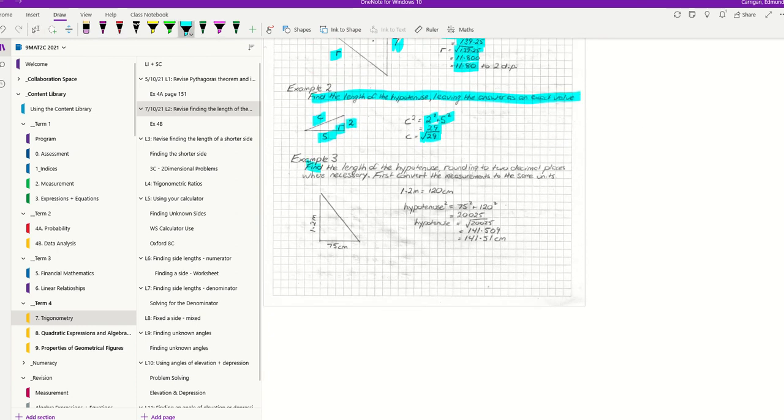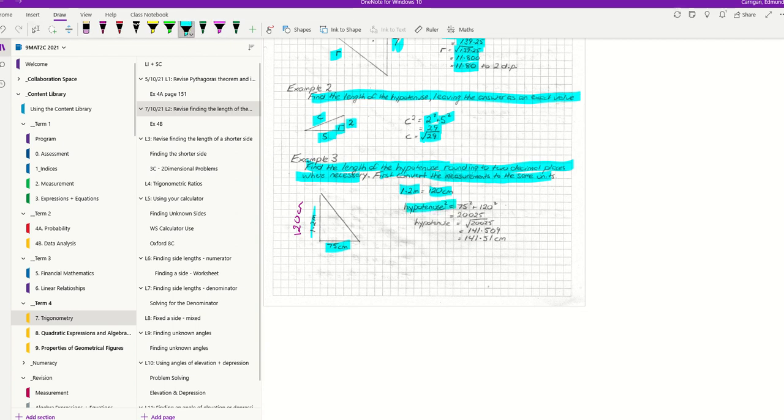Finally, example 3, find the length of the hypotenuse, rounding to two decimal places where necessary. First, convert the measurements to the same units. So this time around, I have got on here 1.2 meters, here 75 centimeters. I need to make sure they are both the same unit. So my 1.2 meters, I'm going to convert to centimeters, 120 centimeters. So if I were to put that on my diagram, that one becomes 120 centimeters. And then I can find my hypotenuse.